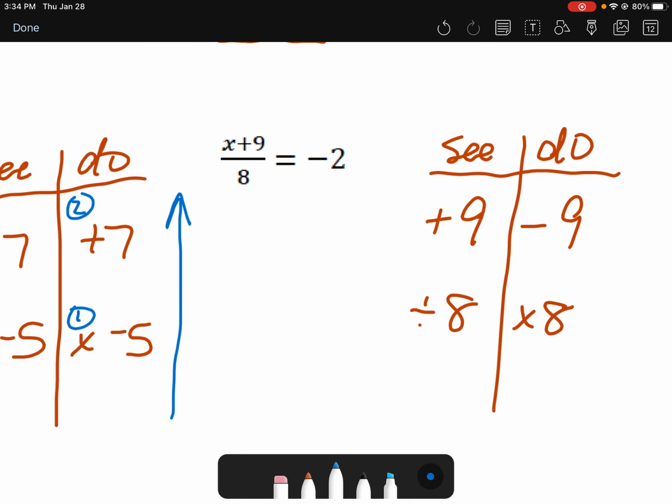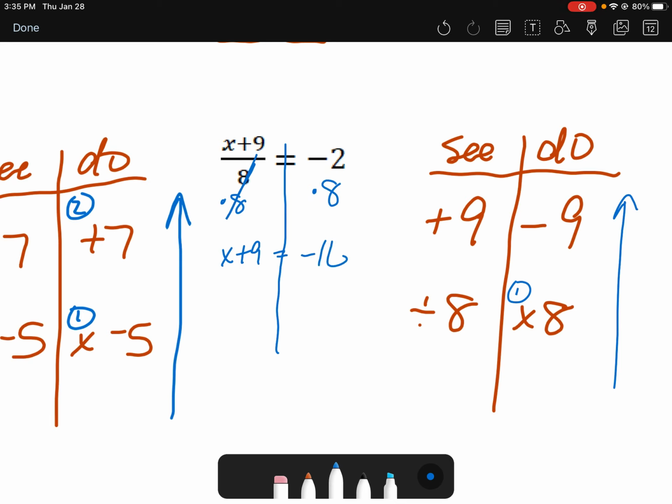And then for this one over here, again, we're going up this way when solving. So step 1 says I need to multiply both sides by 8. Canceling these two out, I have x plus 9 is equal to -2 times 8, or -16. Step 2 says to subtract 9. Canceling these two out, I have x is equal to -16 minus 9, or -25.